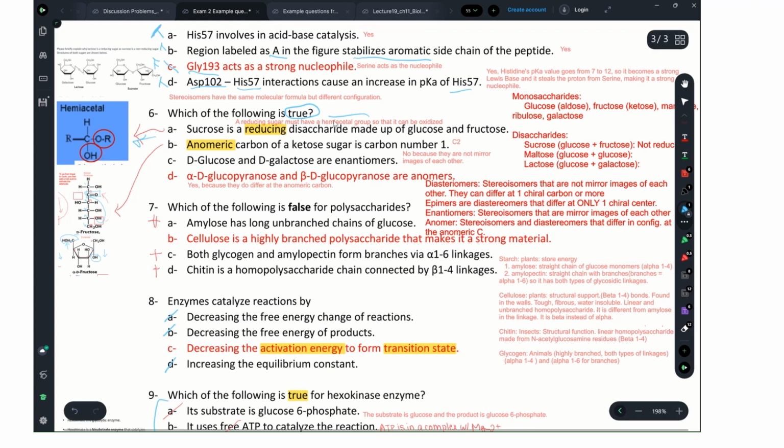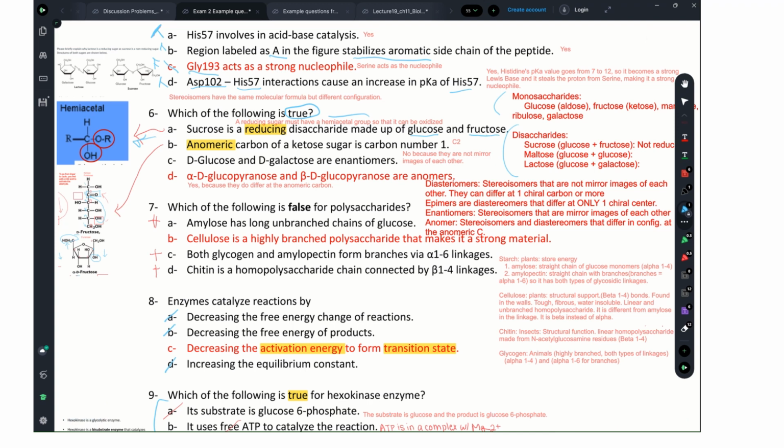So right here on the right, I gave you some monosaccharides. So you have glucose, fructose, mannose, ribulose, and galactose. You should be able to identify those. And then here we have some common disaccharides like sucrose, maltose, and lactose. And we can see that sucrose is made of glucose and fructose. So right here, glucose and fructose.